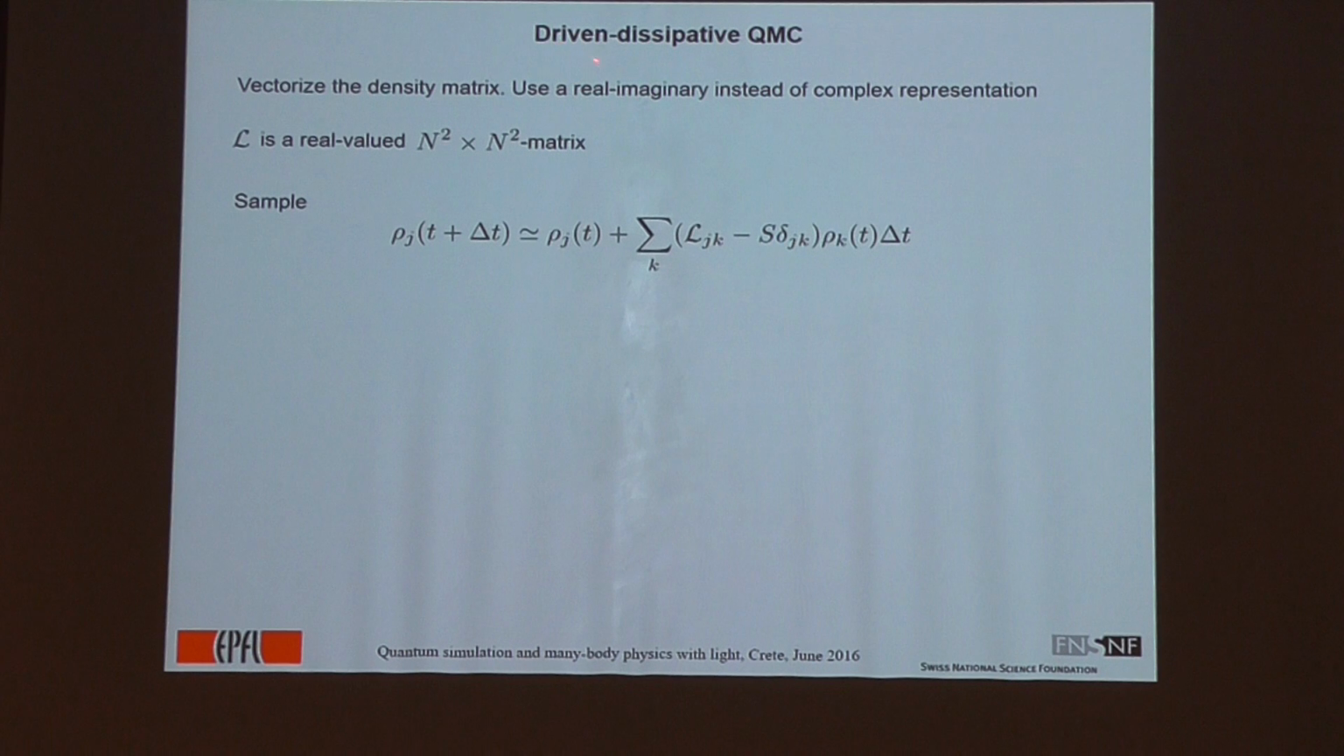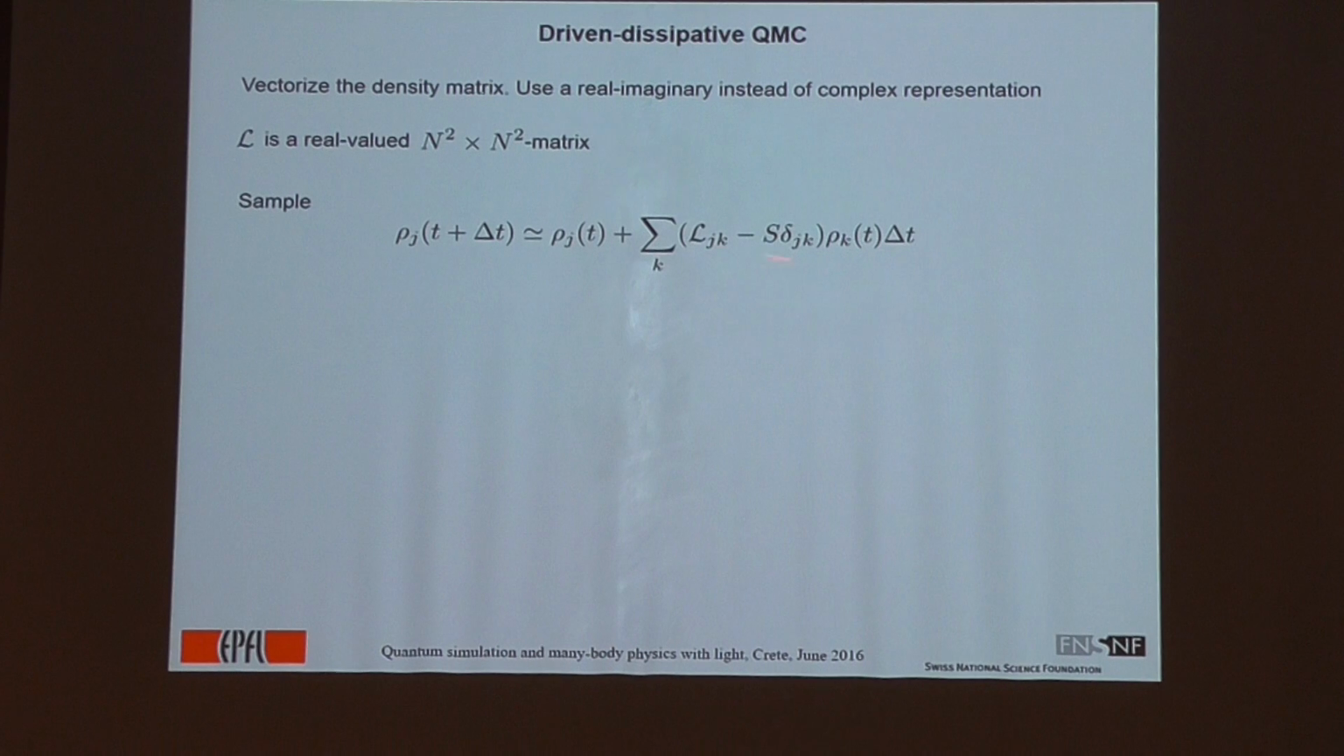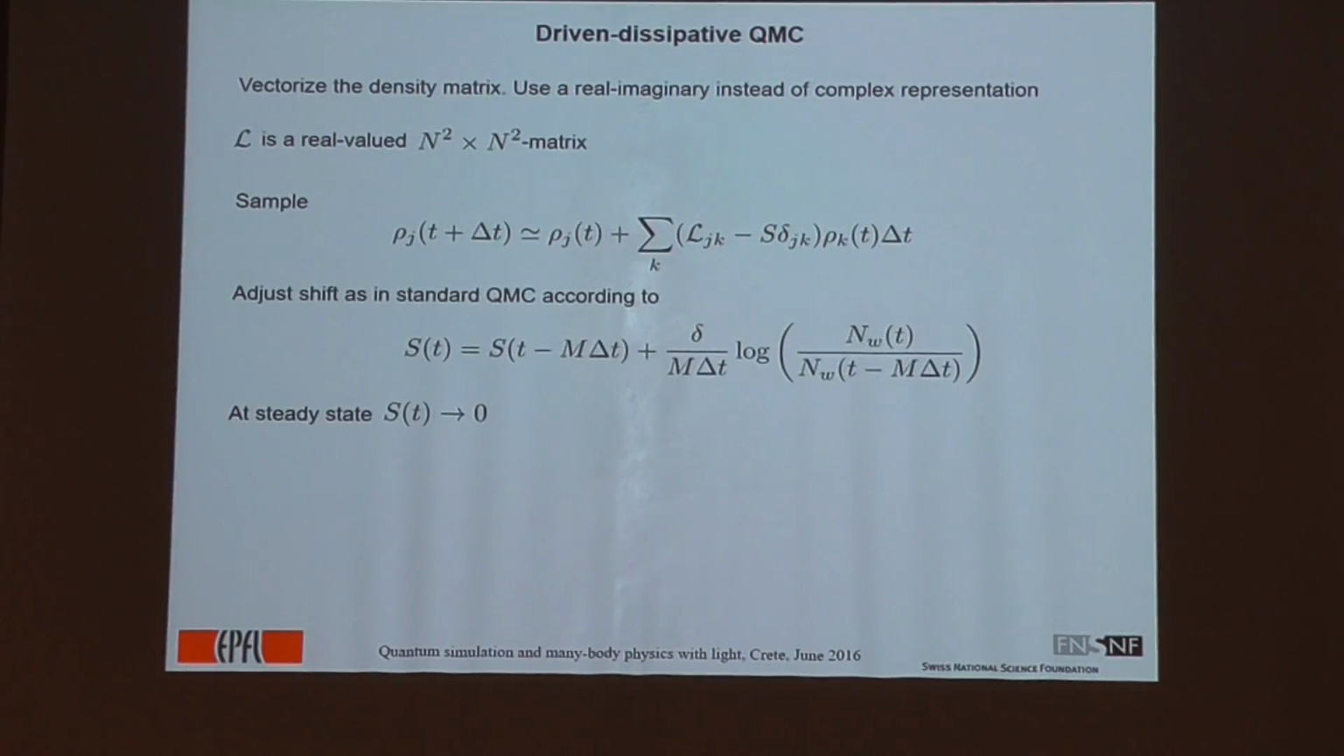systems, and so I call this driven dissipative Monte Carlo. I vectorize the density matrix. I have additionally to use a real and imaginary representation of it instead of a complex one, because I don't want complex numbers, but this is very easy. You can write real and imaginary parts separately. So now the Euclidean is a matrix, and this is the equation. Same as before, you have this shift here. Okay? And now you apply the algorithm.